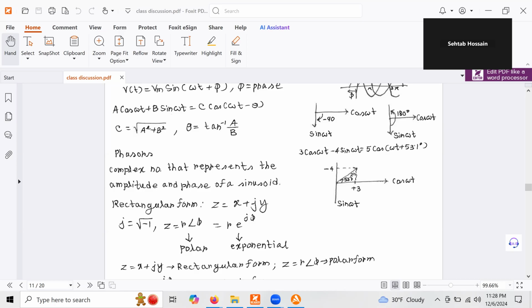What will be the phase difference between them? Tan inverse a over b. A over b, then tan inverse a over b, that means minus 4 over 3. If we do the calculation with a calculator, the angle will be 53.1. So this is the phase difference between them. Okay.